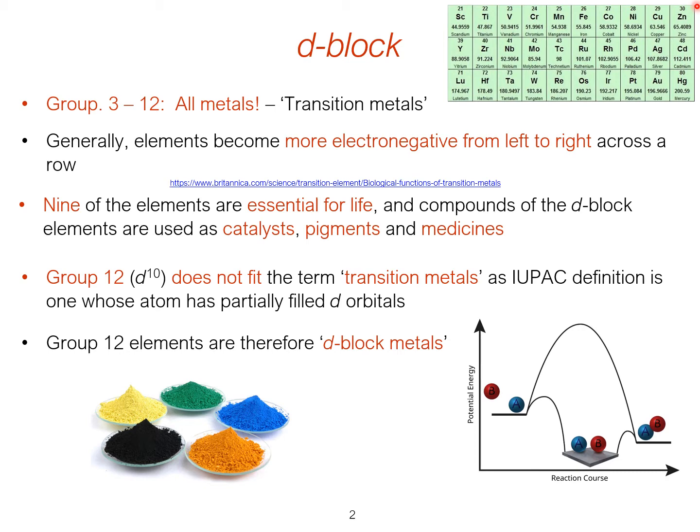Now, one thing to note with the D block is that group 12, the last one on the end here with zinc, cadmium and mercury, doesn't fit the term transition metals, because the IUPAC definition of a transition metal is just one that has an atom with a partially filled d orbital. However, group 12 has a completely filled d orbital, even as ions in compounds. And therefore, group 12 are just referred to as D block metals and not transition metals like the rest of them.